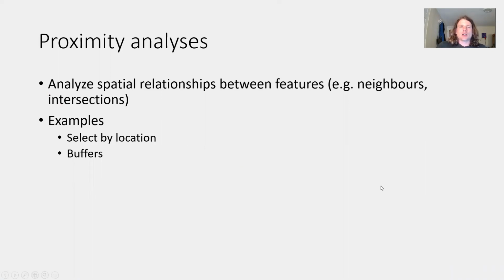Now, another type of query or selection we can do is proximity analysis. So this is select by location instead of select by attribute. So we can analyze spatial relationships between features, whether they're neighbors, whether they intersect, how far they are. So some examples are select by location or buffers.